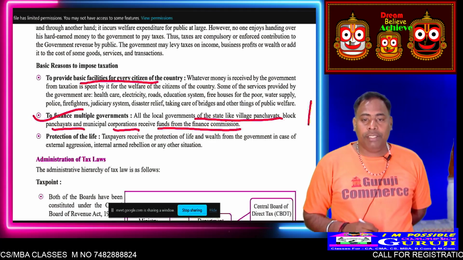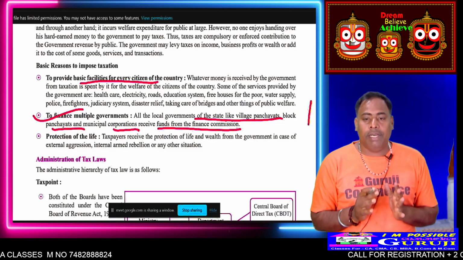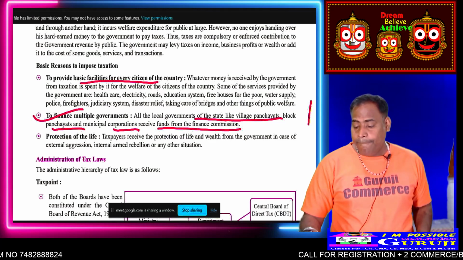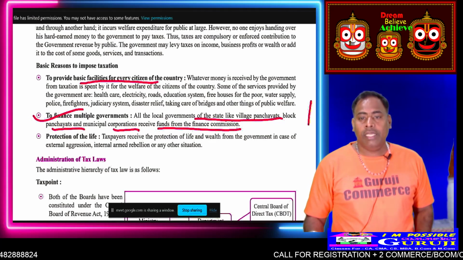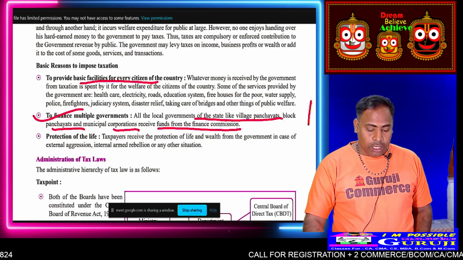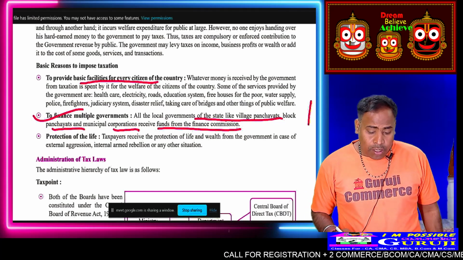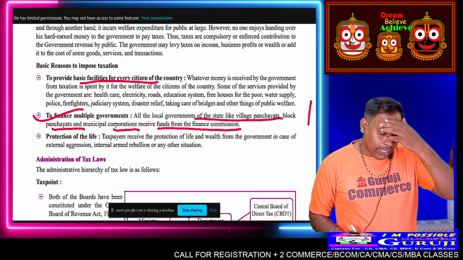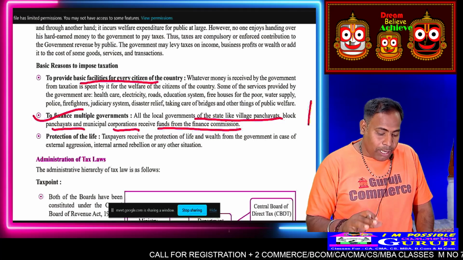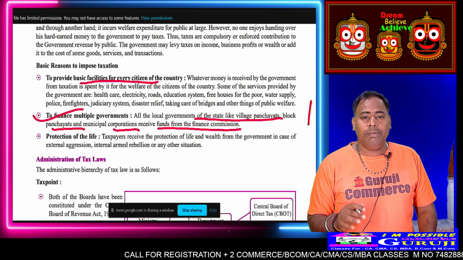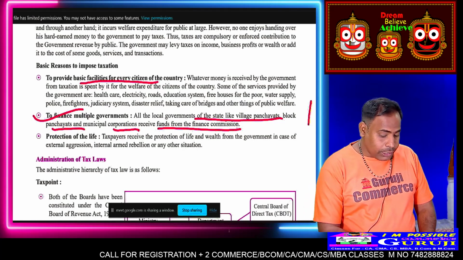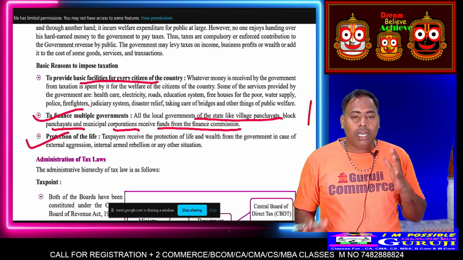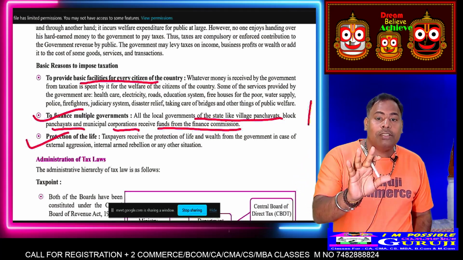The money the government receives is used for different purposes, for different bodies. Understood? Bodies like the panchayat, the village people, can use that fund for their own purpose. Third, protection of life. The revenue the government earns is used for the safety of the people.